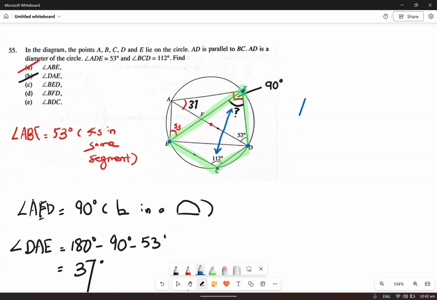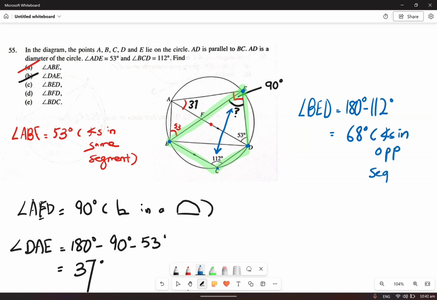So angle BED now becomes 180 degrees minus 112 degrees, and we get an answer of 68 degrees. What do we call this? Angle in opposite segment. Am I making sense or not making sense?